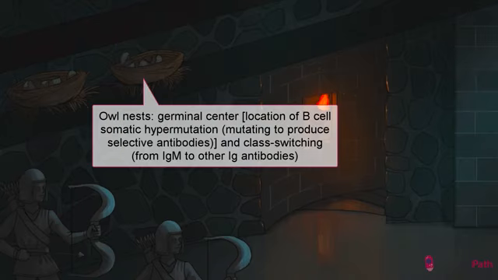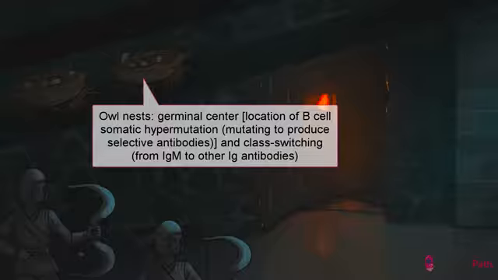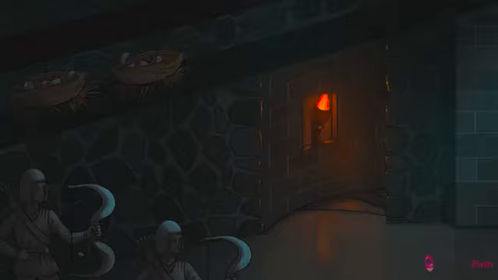This is called somatic hypermutation, and if you were to analyze a Hodgkin lymphoma B cell, you'd see that it's already gone through this step. B cells also undergo antibody class switching at the germinal center, which lets them shift from IgM production to something more fun, like IgG production. Anyways, since we're in the owlery, a germinal center will be represented by an owl nest. Think of it as a place where owls proliferate.